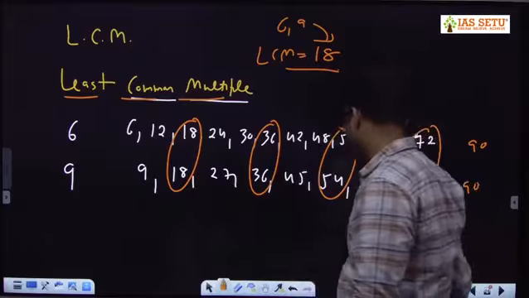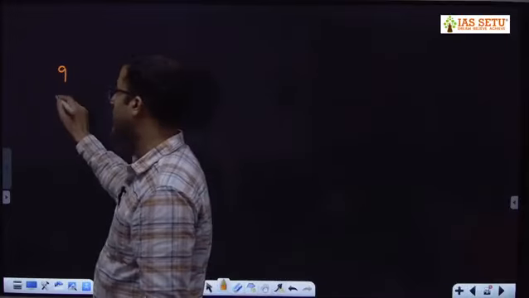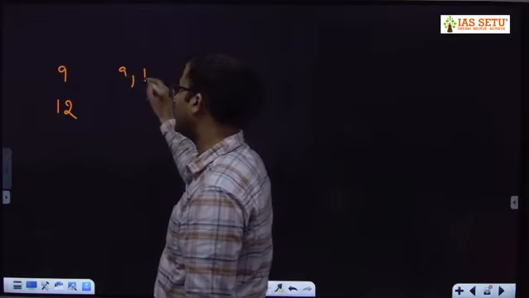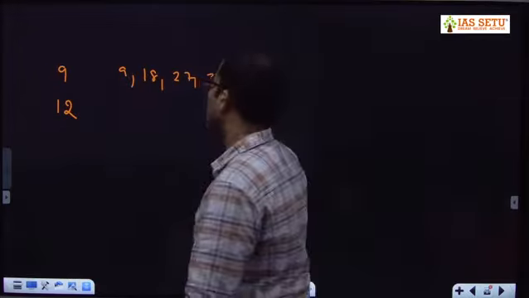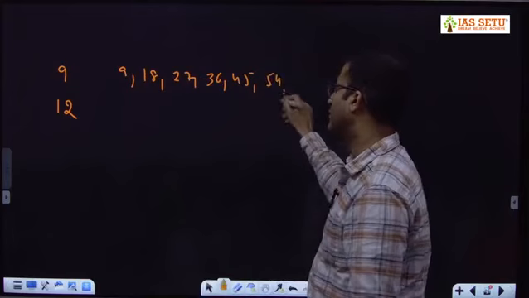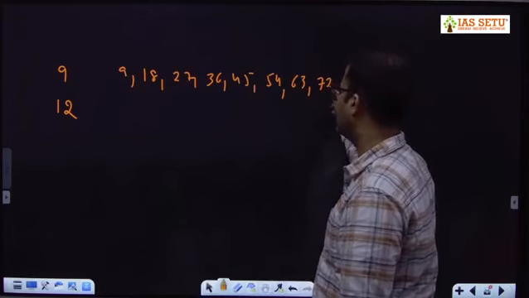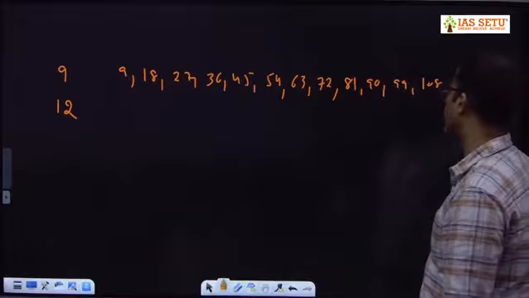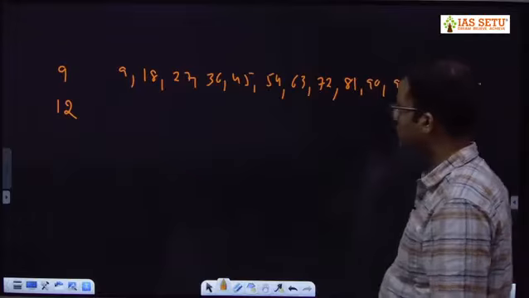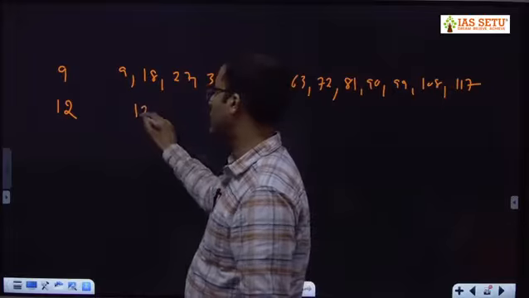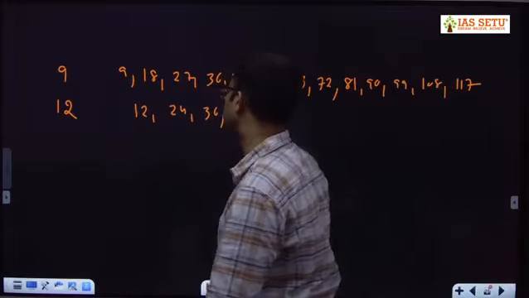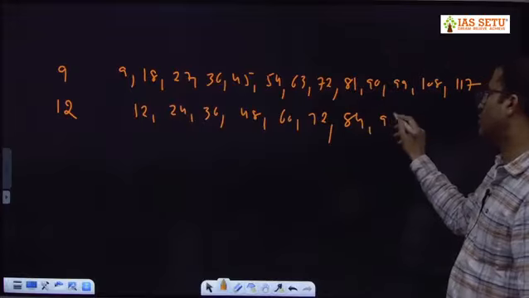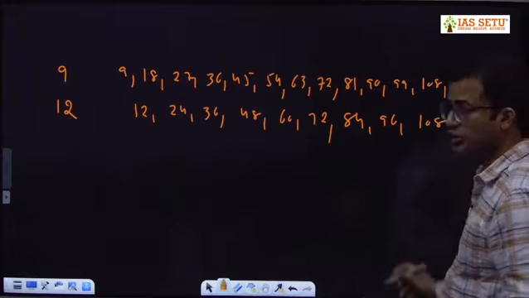Wait, I take one more example. I take numbers 9 and 12. What are the multiples of 9? We have 9, 18, 27, 36, 45, 54, 63, 72, 81, 90, 99, 108 and so on. What are the multiples of 12? We have 12, 24, 36, 48, 60, 72, 84, 96, 108 and so on.